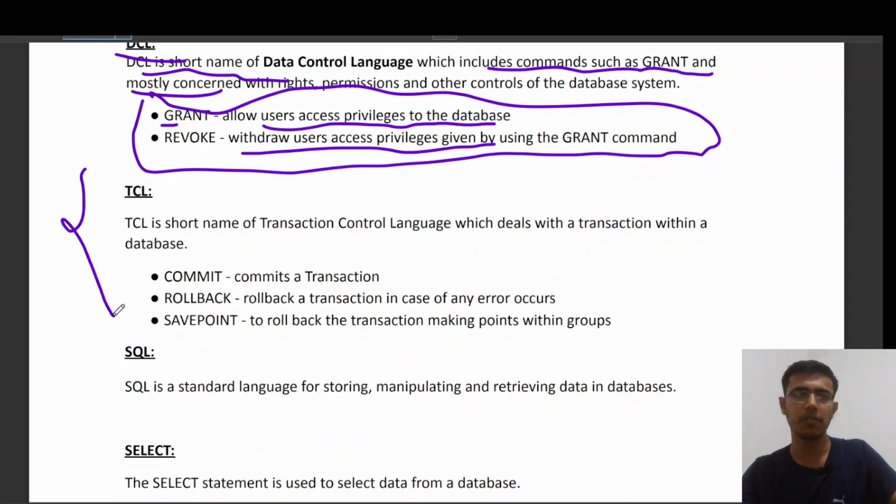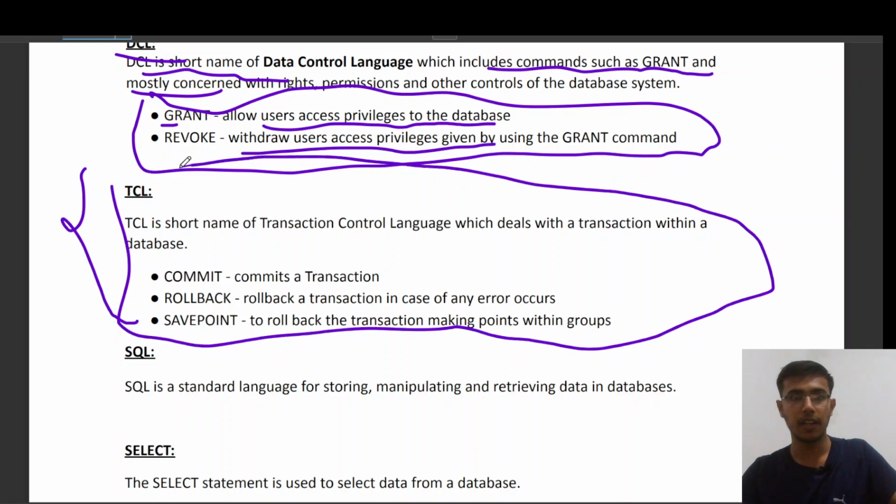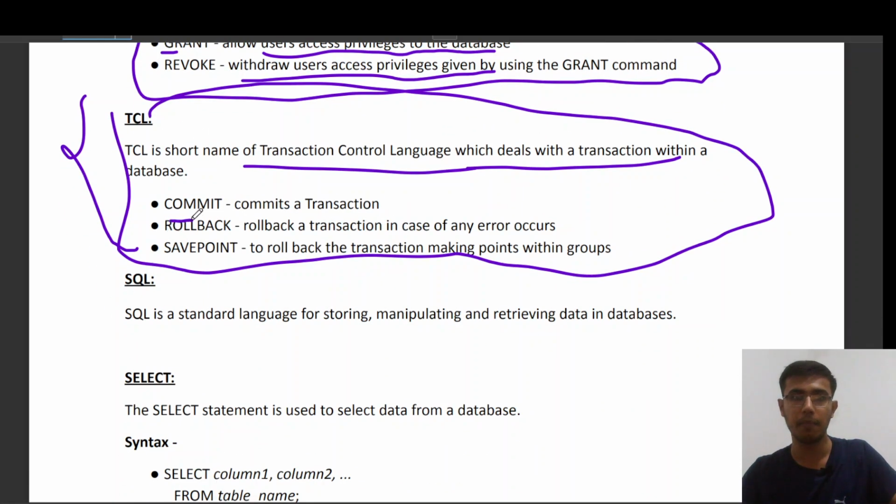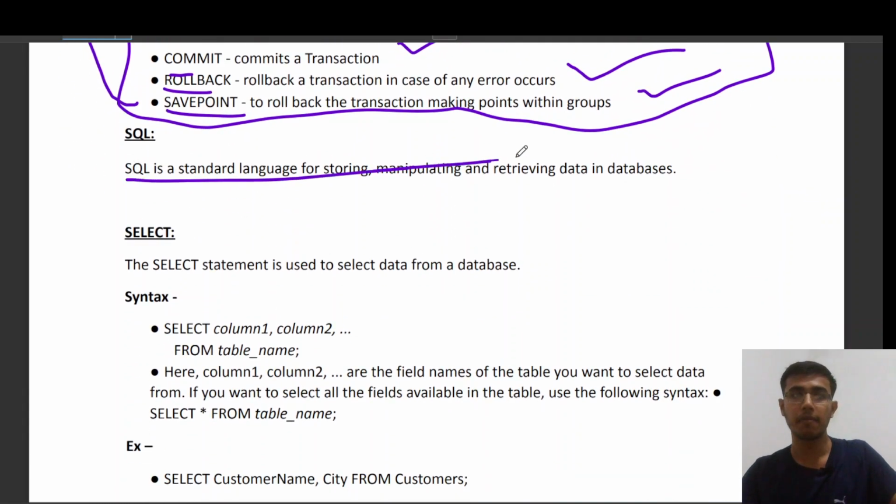Now TCL, what is TCL? TCL, transaction control language, deals with transactions within the database, like commit, rollback and savepoint. Commit, rollback in case of any error, and savepoint to mark a point within the transaction.